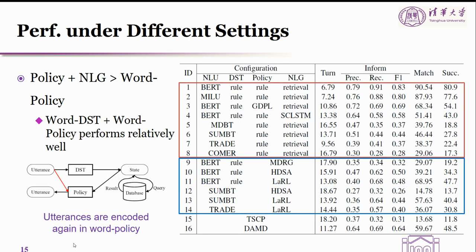There are also two strategies to generate the system response. The system that uses a policy and the NLG model often performs better than the system using a word-level policy. However, the results from system 12 to system 14 showed that the system using a word-level DST combined with a word-level policy performs relatively well. This is because the utterances are encoded again in the word-level policy.